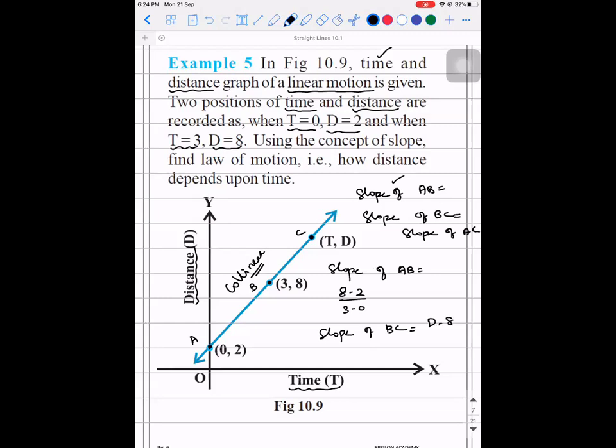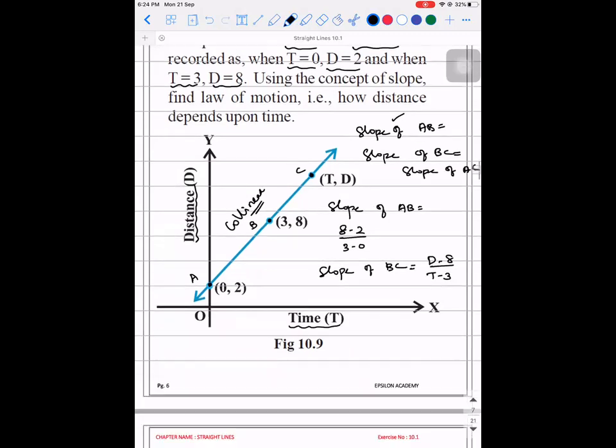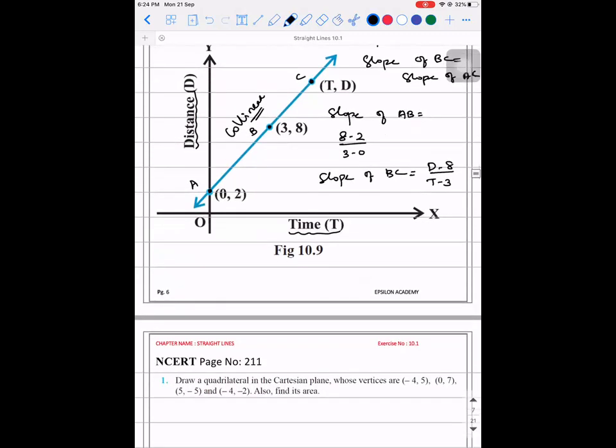d minus 8 by t minus 3. That's right. So slope of AB will be 6 by 3. Answer will be 2. Correct? So since slope of AB is equal to slope of BC, 2 will be equal to d minus 8 divided by t minus 3, which implies d minus 8 is equal to 2 into t minus 3. So what will be the final answer? 2t minus 6, which implies 2t minus d plus 2 equal to 0.